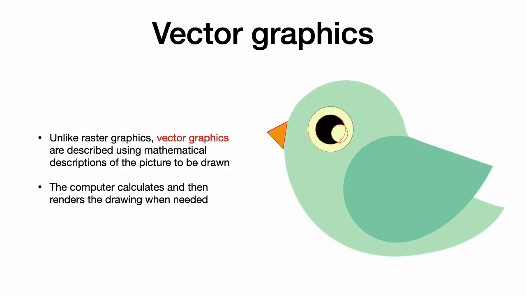To understand how this might work, look at this picture of a little bird. When we look at the eye, we can see that the eye is basically a circle. Inside the eye is the pupil, which is another circle, and we can add another circle to make the eye more realistic. The beak is actually a triangle, and the body and the wing are formed by nice smooth curves. This means we can use mathematical formulas to draw such a picture.